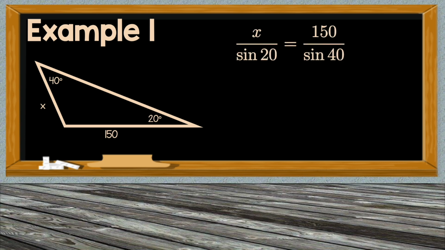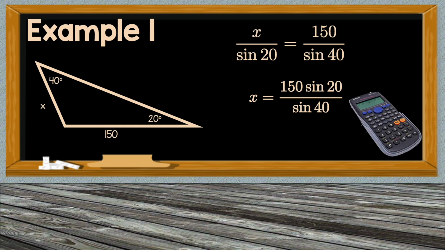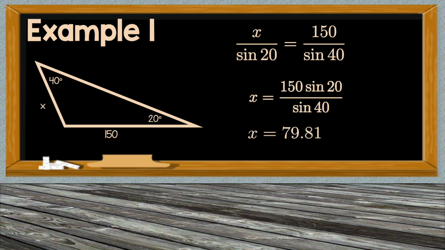So we set it up like that, isolate our variable, use your calculator. Don't forget to make sure your calculator is in degrees. And we get our answer. The question didn't give us any units, so we don't have to give any back. And remember, unless we tell you to, you'll just be safe and round to 2 decimal places.